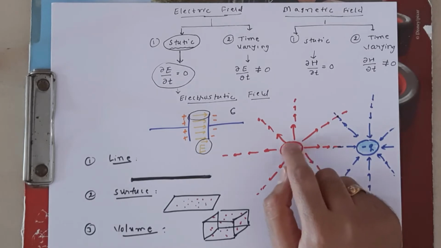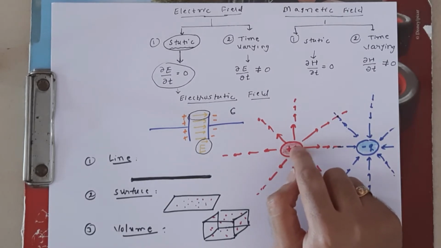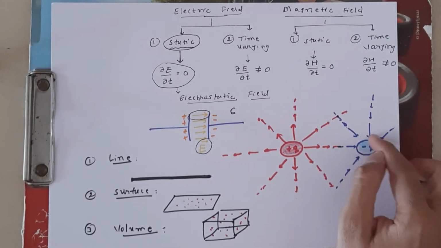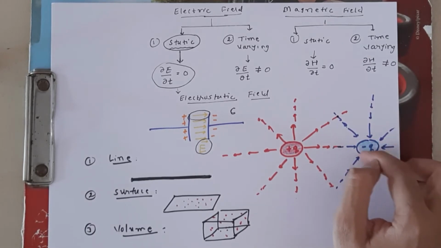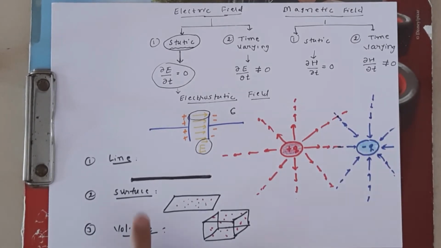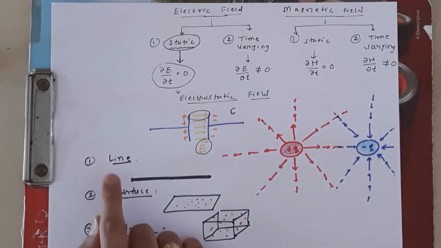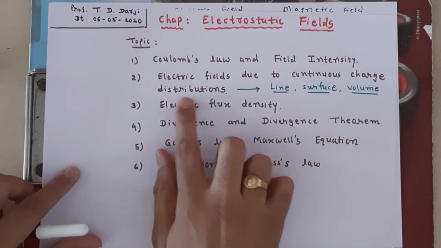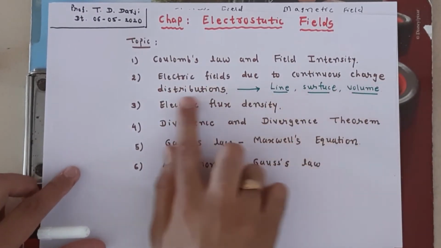Here I draw only one charge, so only one charge is responsible for the electric field. Similarly, here is only one negative charge, which is also responsible for generating an electric field. We will discuss all three cases, line charge, surface charge, and volume charge, in our next topic, electric field due to continuous charge distribution.